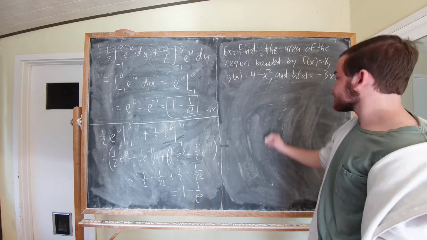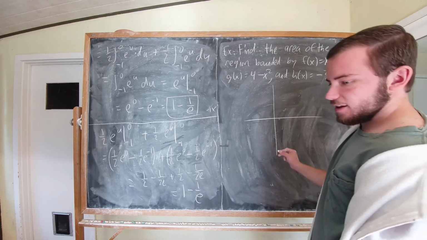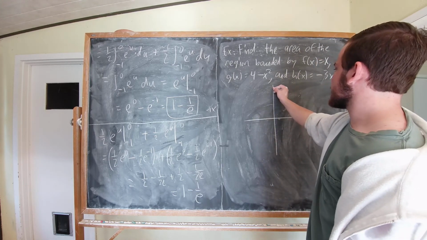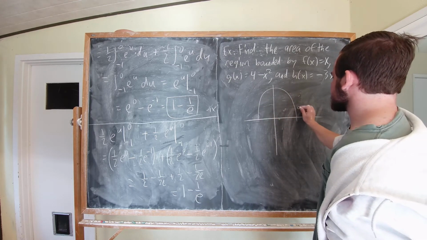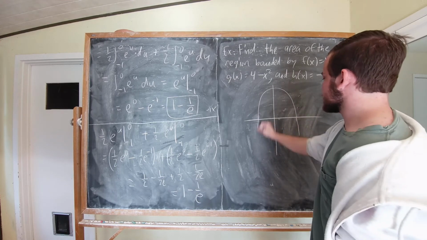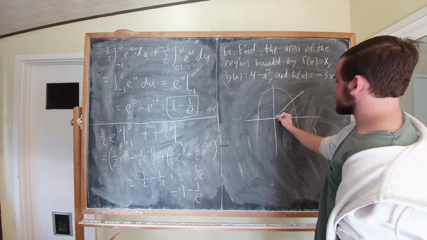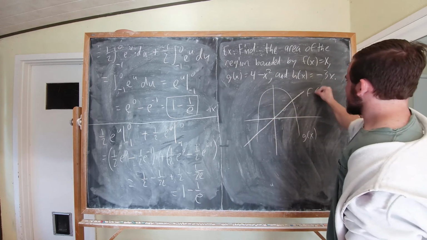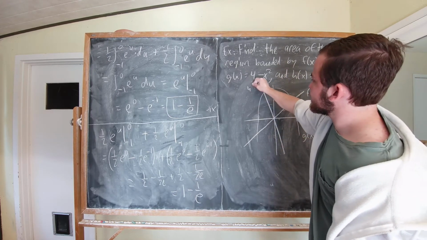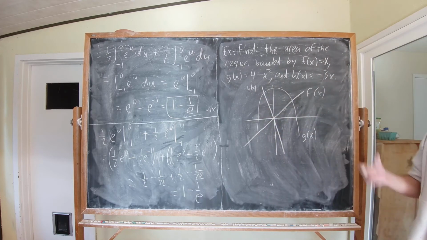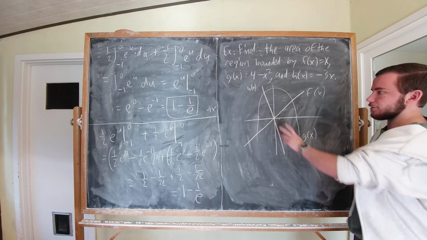Well, if you were to sketch it, you would see that the region would look something like, all right, here's where g of x would be, f of x is just a straight line, and h of x would look kind of like that. So what's the region bounded by all three? It's the one that's inside of all three of them.